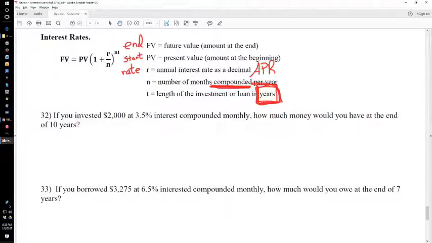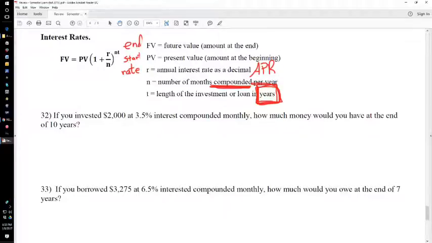All right, so other than that, this is plug and play. Plug it into the equation, chug it out. But that's what the variables mean. We've got the start, that's PV, the end, FV, your rate, the number of times compounded, and the time. All right?